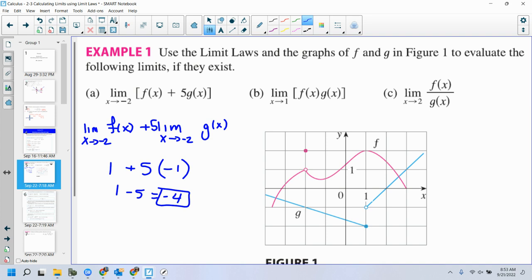All right, so part B here. The limit as x goes to 1 of the product is the limit as x goes to 1 of f of x times the limit as x goes to 1 of g of x. Okay, so what is the limit as x goes to 1 of f? 2. What is the limit as x goes to 1 of g? It doesn't exist. So 2 times DNE, does not exist.